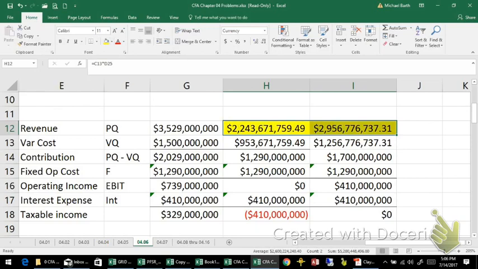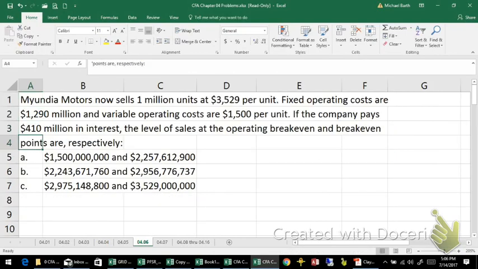And if I go 2,243,000,000 and 2,900,000,000. All right, and that would be this answer here, answer B.